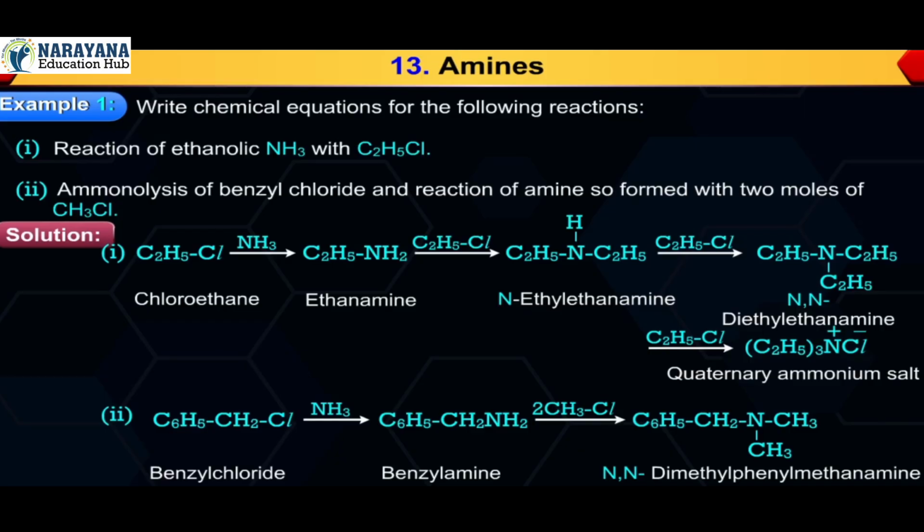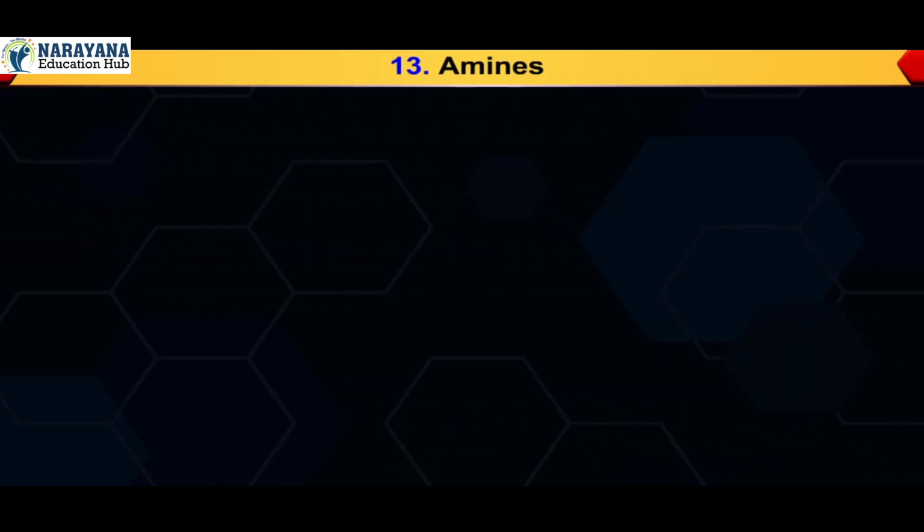2. C6H5CH2Cl, benzyl chloride, in the presence of NH3 gives C6H5CH2NH2, benzylamine. In the presence of 2 CH3Cl this gives C6H5CH2N(CH3)2, N,N-dimethylphenylmethanamine.